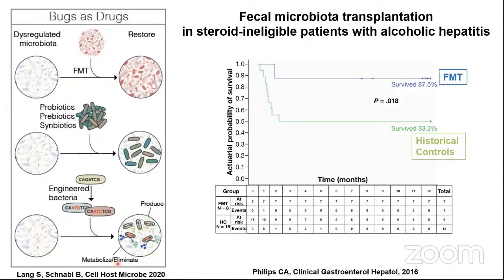In this case, a very small study coming out from India showed that fecal microbiota transplantation in steroid ineligible patients with alcoholic hepatitis shows survival benefit. These patients were treated for 8 days with a daily FMT via a nasoduodenal tube. The FMT group showed a much better survival as compared to a historical control group. This obviously needs to be repeated and further better controlled. And this is a very small trial, so more patients need to be included.